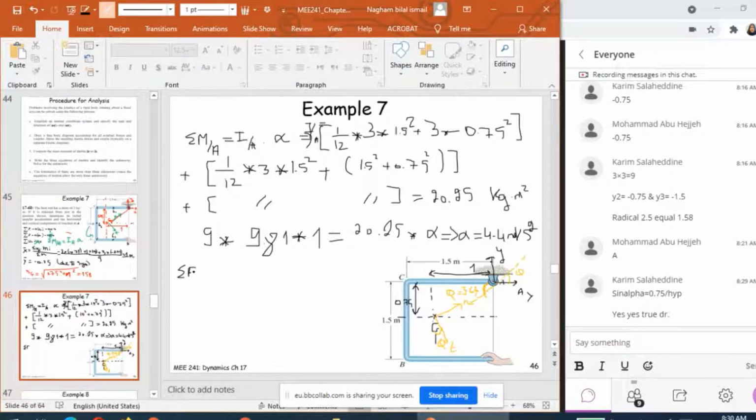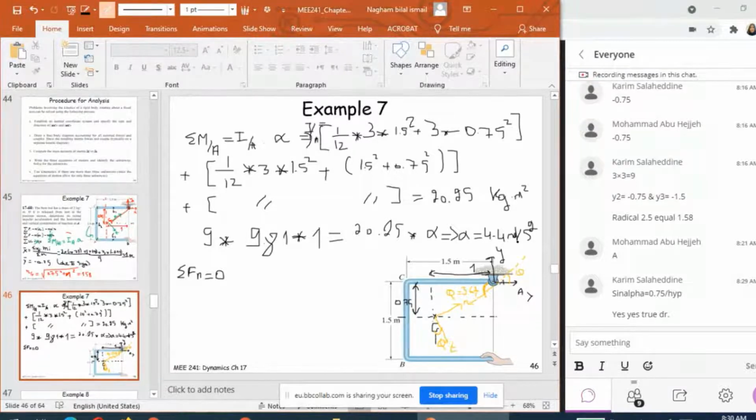So sum of Fn is equal to 0 because I'm going to find it at this instant right here. This doesn't mean, guys, that omega is always equal to 0. No, at the instant shown in this figure, omega 0 is equal to 0 and alpha 0, in fact, is equal to 4.4.